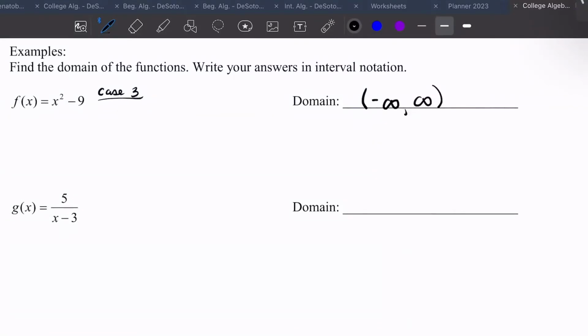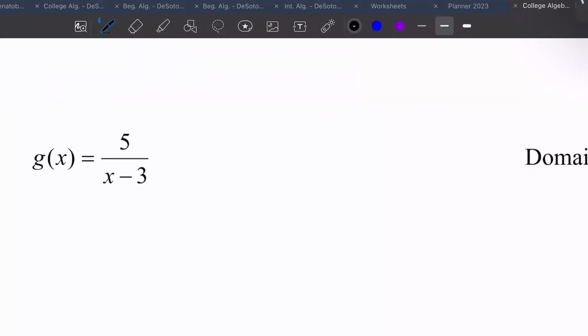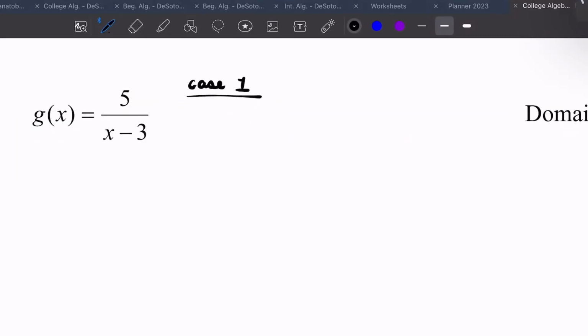All right, the second one, we have g of x equals 5 over x minus 3. This would be case 1, right? It's dealing with a fraction. So you set the denominator equal to 0 and exclude.